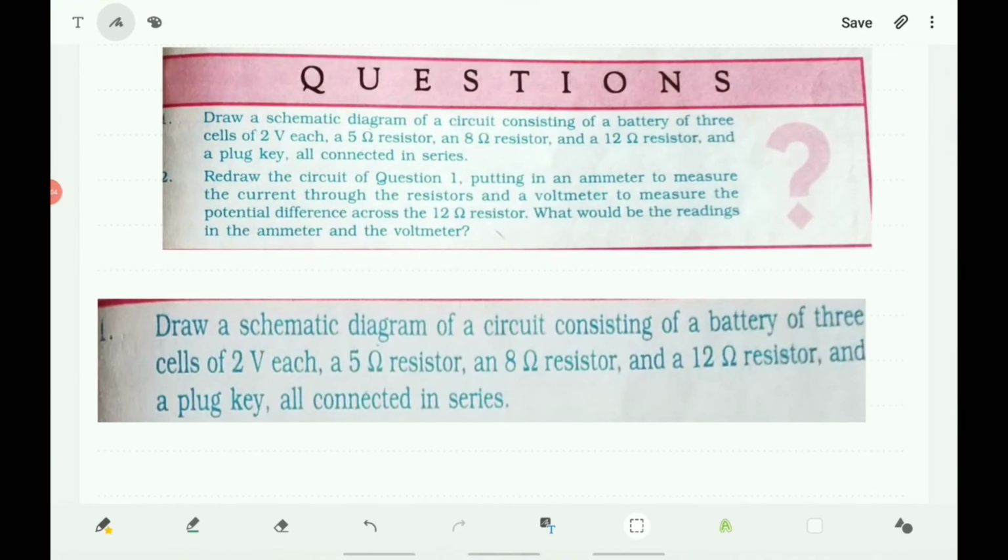Here there are two questions in the chapter, that is in the middle of the chapter. First question is, draw a schematic diagram of a circuit consisting of a battery of 3 cells of 2V each, a 5 ohm resistor, an 8 ohm resistor, and a 12 ohm resistor and a plug key all connected in series. Second question is, redraw the circuit of question 1, putting in an ammeter to measure the current through the resistors and a voltmeter to measure the potential difference across the 12 ohm resistor. What would be the readings in the ammeter and the voltmeter?